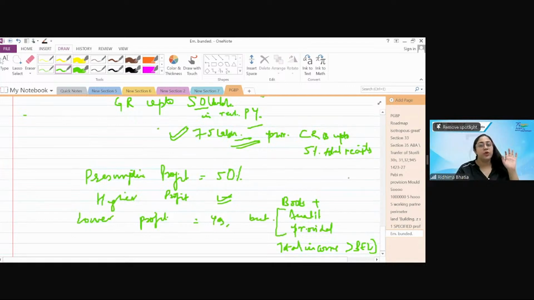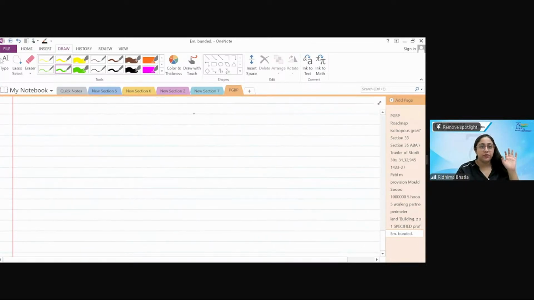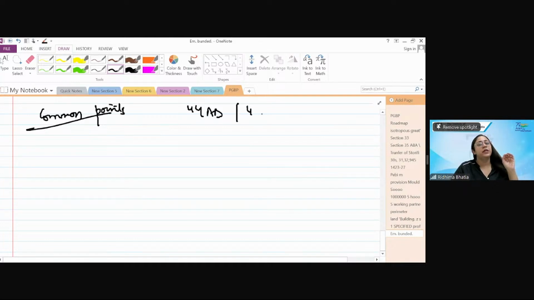Now, some of the common points which are there in both 44AD and 44ADA, first of all, please listen carefully. These are all the common points applicable both to 44AD and 44ADA. First is that all deductions which we are talking about are assumed to be given when you are taking presumptive profits. Okay? All deductions from section 30 to 38 are assumed allowed.